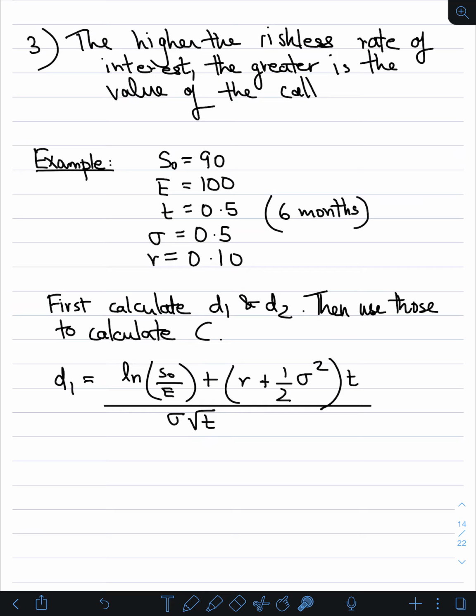Finally, it says the higher the riskless rate of interest, the greater is the value of the call. And what would that mean? That just means that if the rate is higher, the present value is lower, so you'd have to pay a lower present value on that amount to exercise the call. And so the higher the riskless rate of interest, the greater is the value of the call.